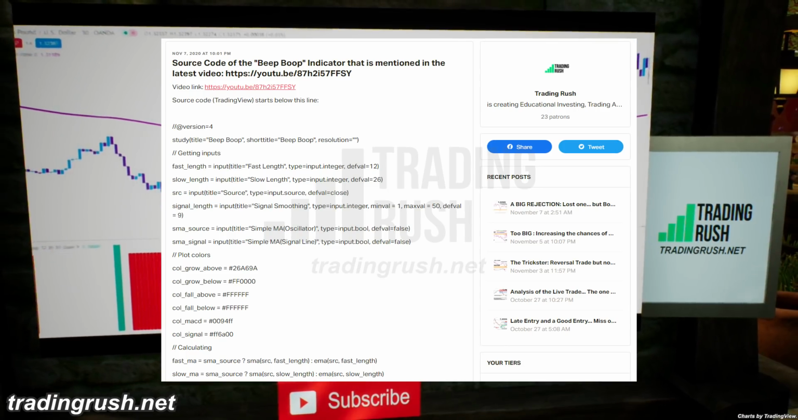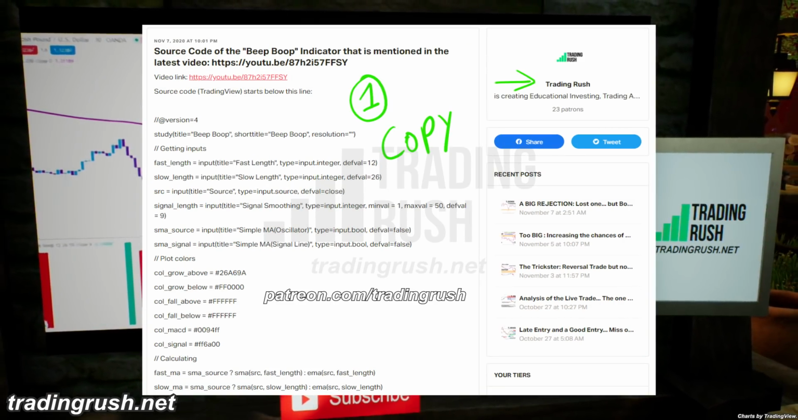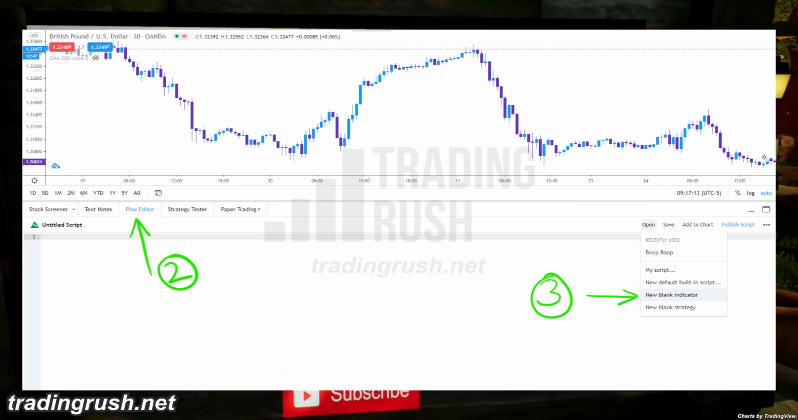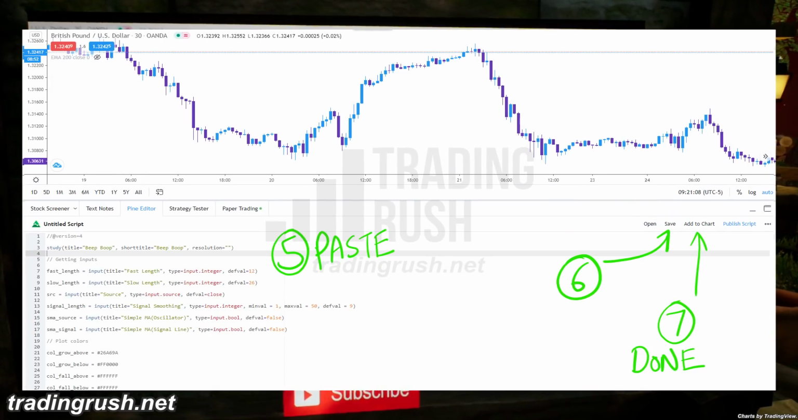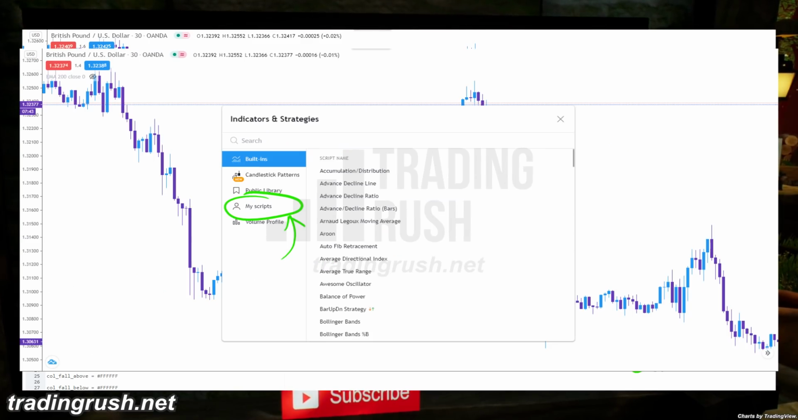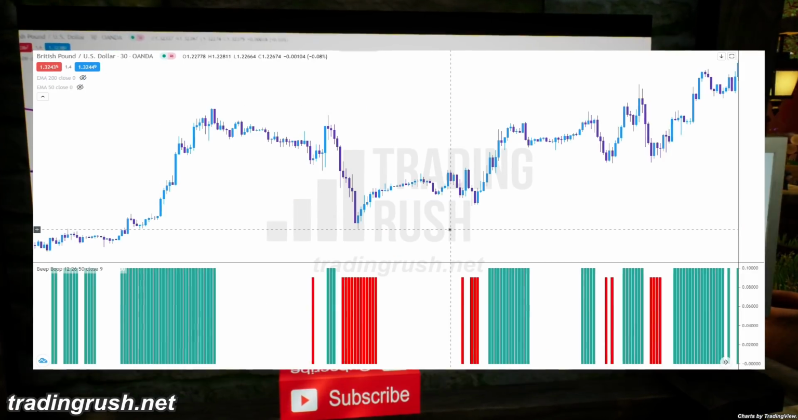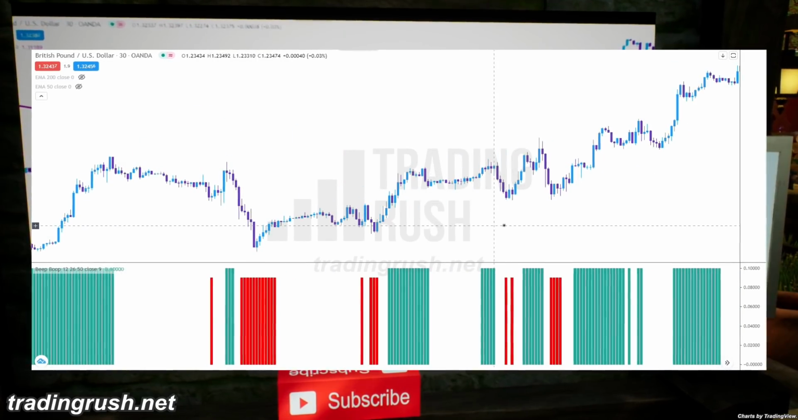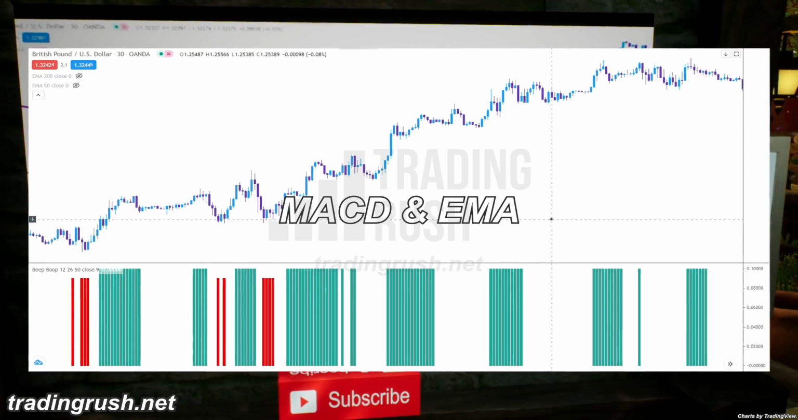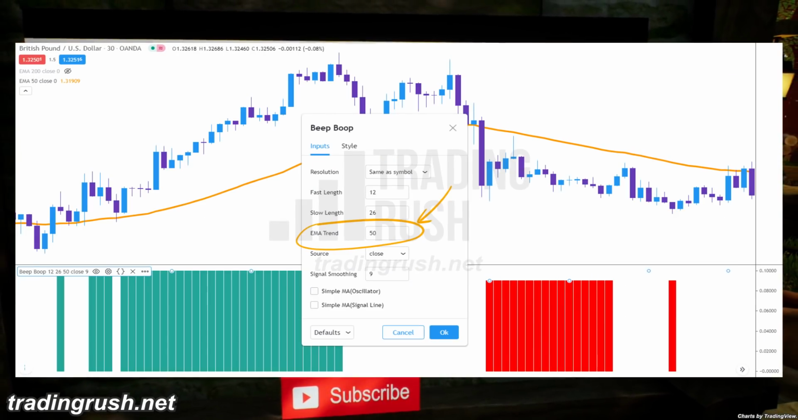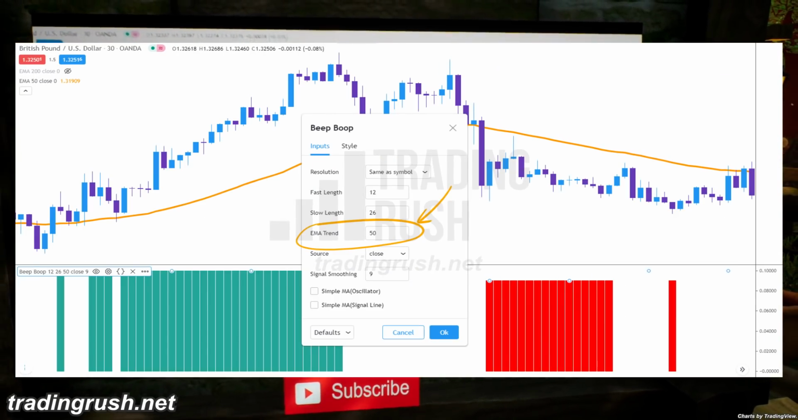To install it on TradingView, just copy the source code from the Patreon page and paste it in the Pine editor on TradingView. Click Save and add it to your chart. It will be available under the My Scripts section. Now, like I said before, the indicator uses MACD and exponential moving average to calculate its values, and if you click on the indicator settings, you can change some of those values.